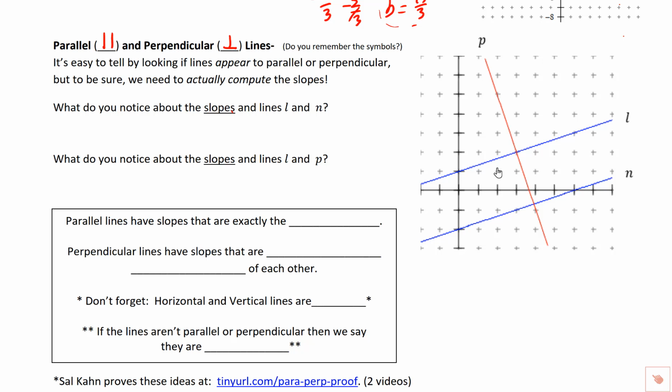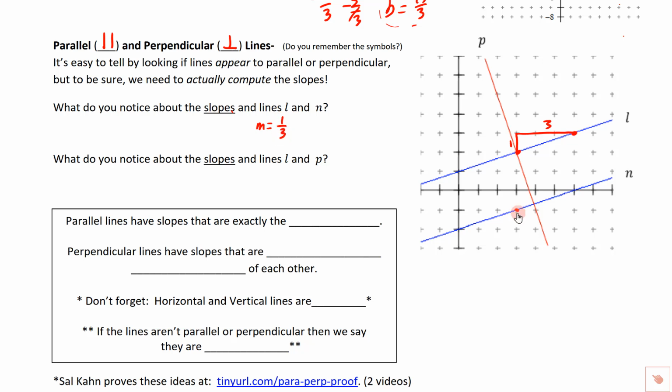But let's just double check and make sure. So we want to check the slopes of L and N. So line L, I'm going to go from here to here. And we usually go from left to right. I like doing the rise first and then the run second. So this would be a rise of 1 and a run of 3. So again, rise over run. The slope for line L would be 1 on the top, 3 on the bottom.